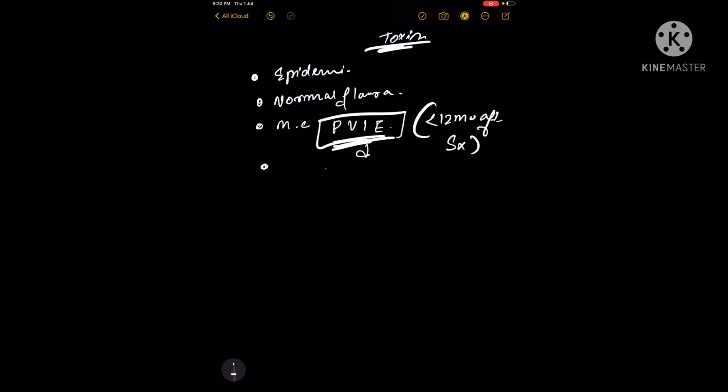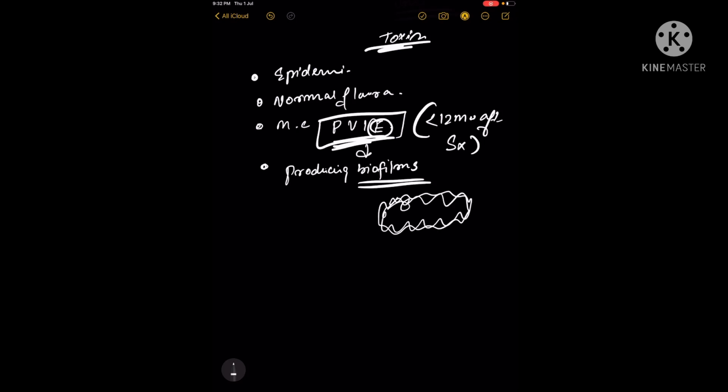And how does it cause this endocarditis? By producing biofilms. As you all know, biofilms. What are biofilms? It is a film of glycocalyx, a sticky substance that adheres to the valves and causes endocarditis. That's all you need to know.